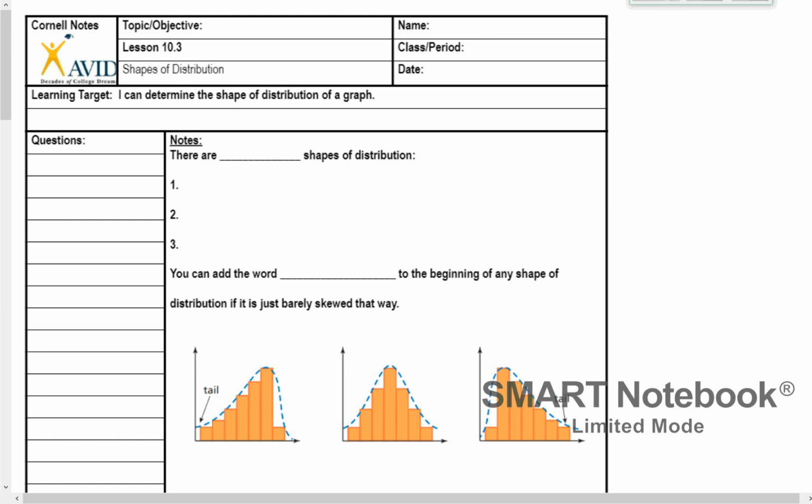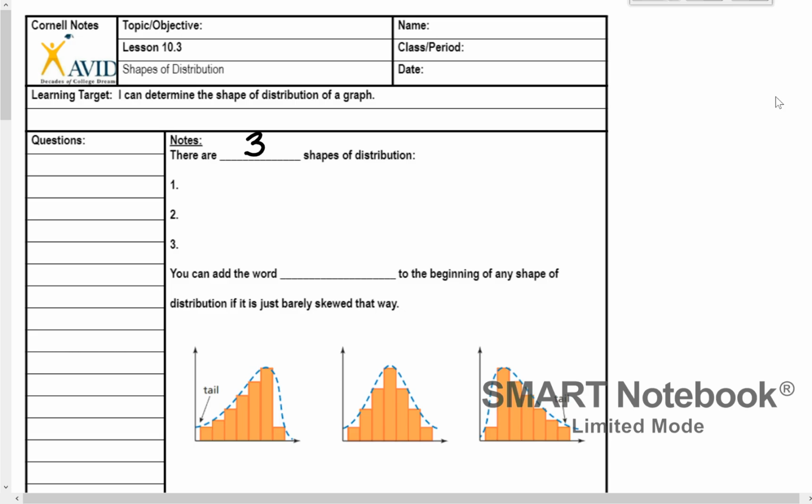In today's lesson, we're going to be learning lesson 10.3, which talks about shapes of distribution. The shape of distribution is just going to tell us how that data is displayed in that graph. And there are three different shapes of distribution that a graph could be.